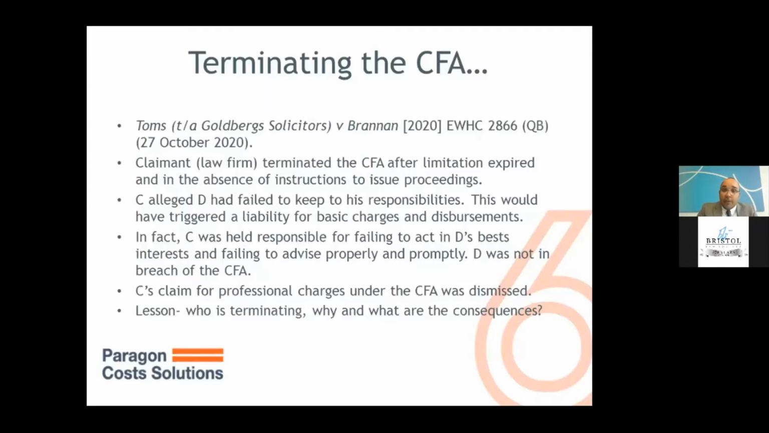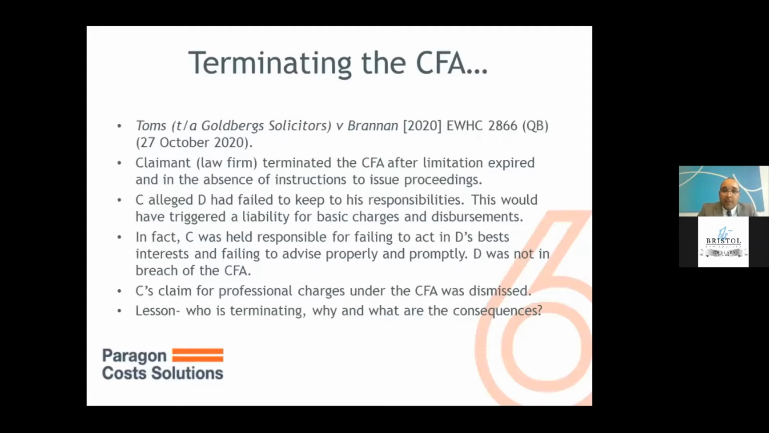So naturally, there was no way the claim was going to be able to succeed and proceed, so they terminated the CFA. The claimant, so the claimant is obviously the law firm, alleged that the defendant, who was the client, had failed to keep to his responsibilities, and therefore this triggered a liability under the CFA for the client to have to pay the basic charges and disbursements.